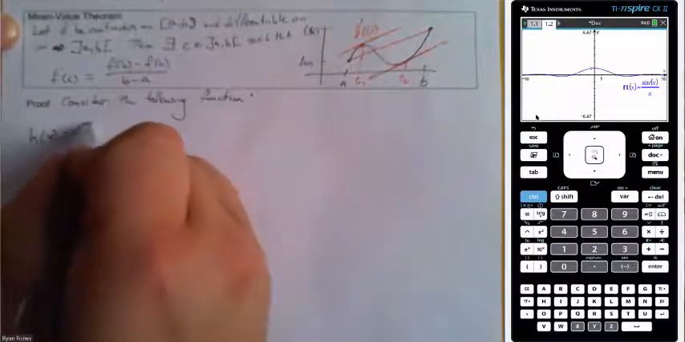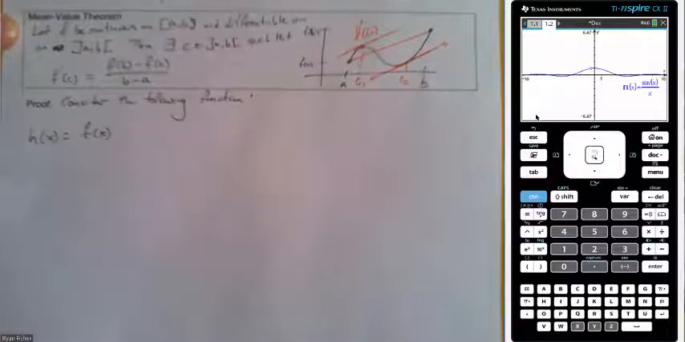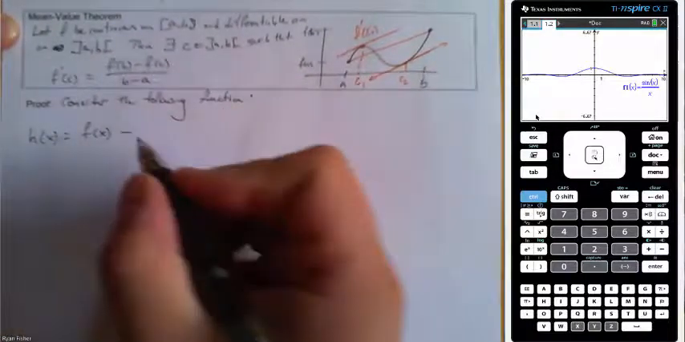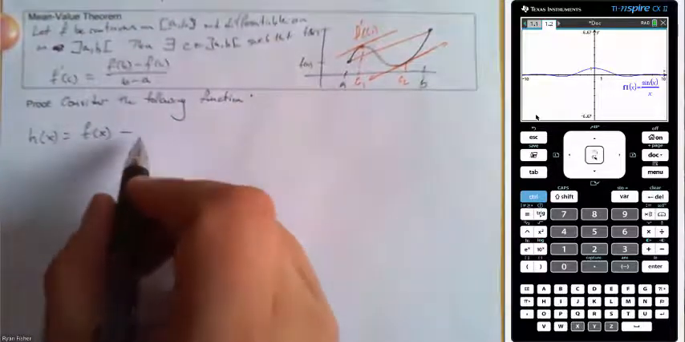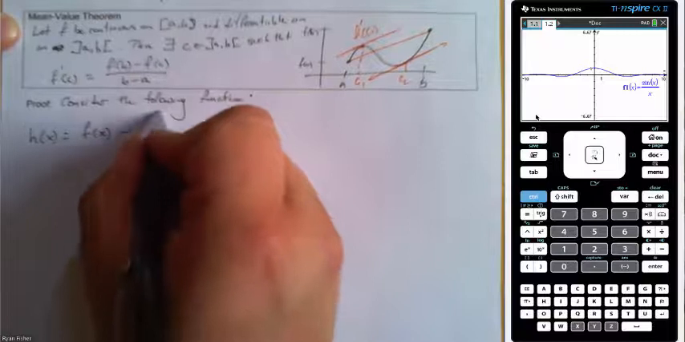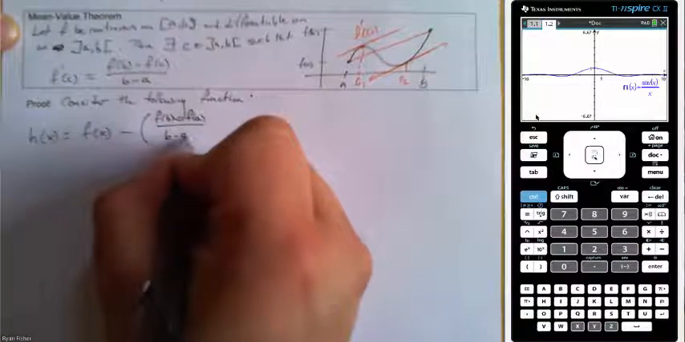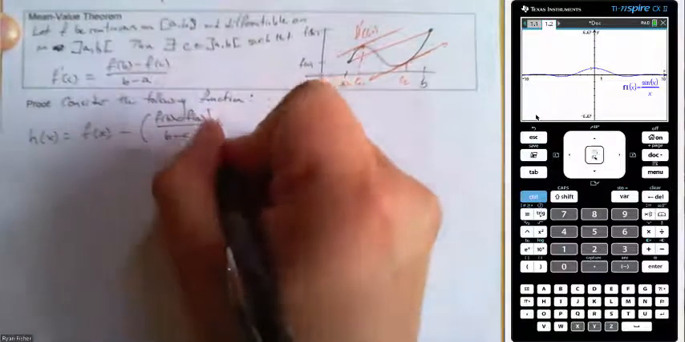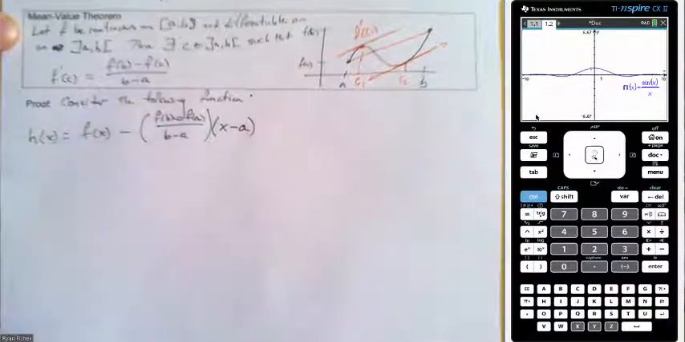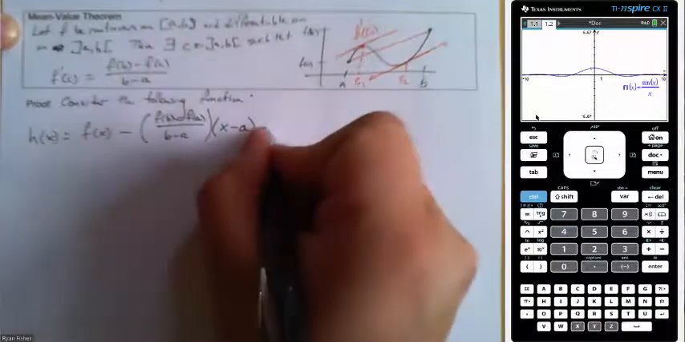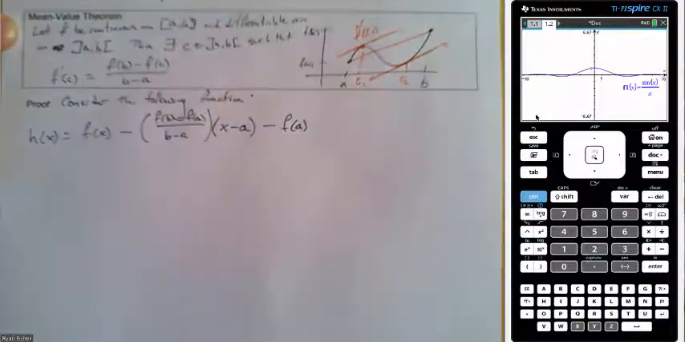This function starts as our original function, but then I'm going to transform it in the following way. I'm going to subtract the following term: the average slope times x minus the initial value. And then I'm also going to vertically shift this down by whatever the initial value of the function is.